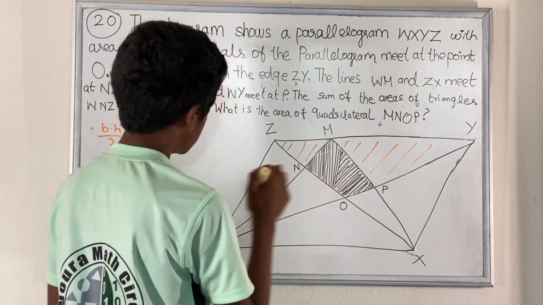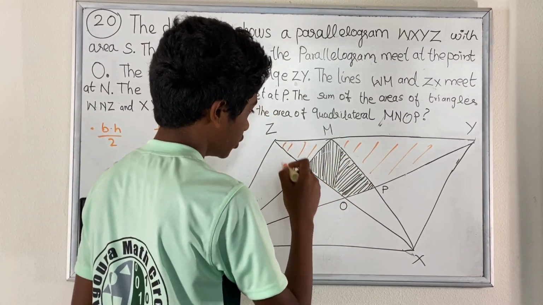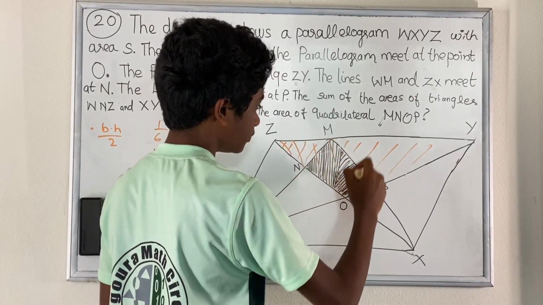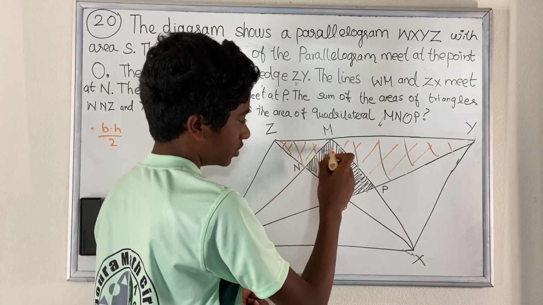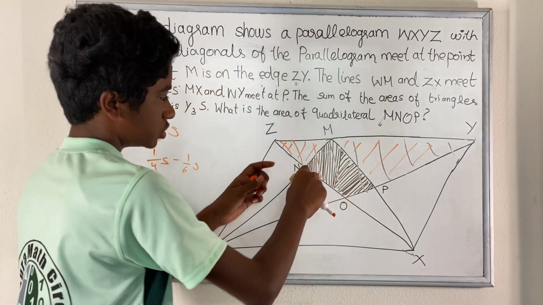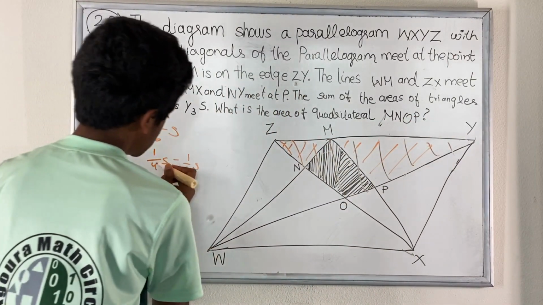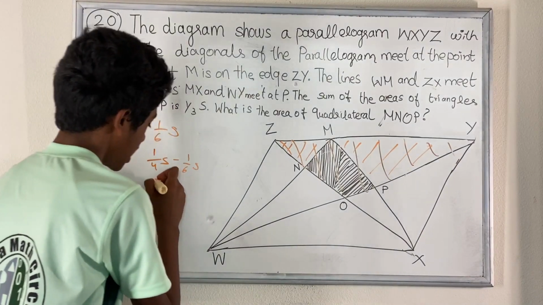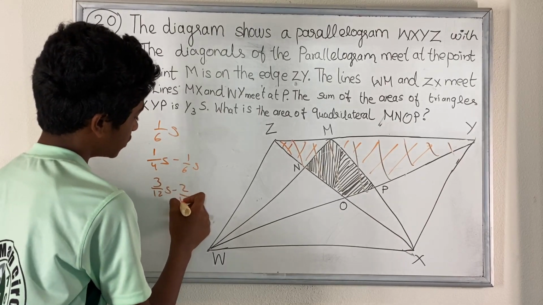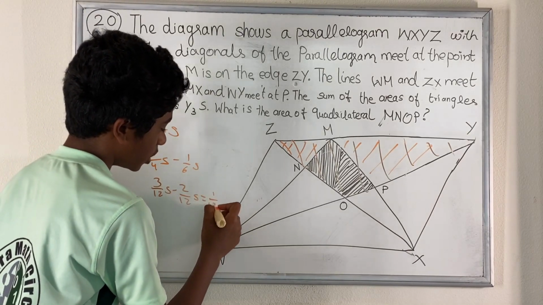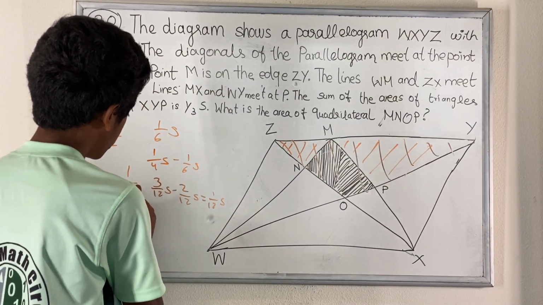So this triangle is equal to 1/4 of S, and these two are equal to 1/6 S. Now all we have to do is subtract 1/4 of S minus 1/6 of S to find the intersecting part. Since we know all this, and they're telling us to find this, we had to take out all the intersecting parts. So to do that, we subtract 1/4 S minus 1/6 S, and that's equal to 3/12 S minus 2/12 S. That is equal to 1/12 S. So our answer is 1/12.